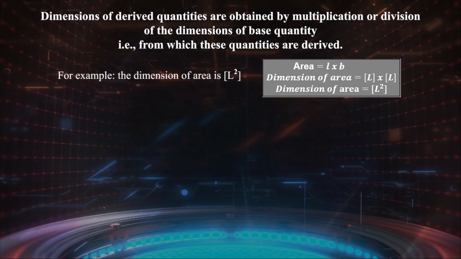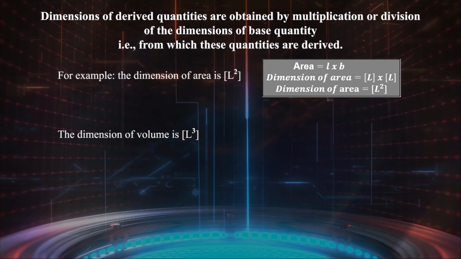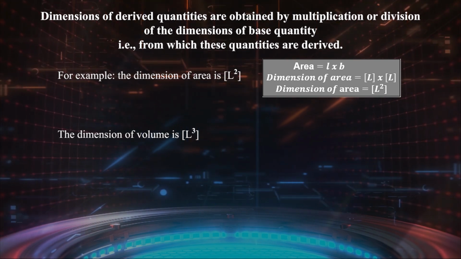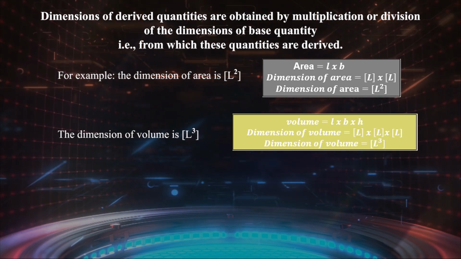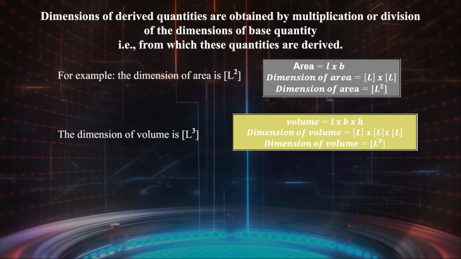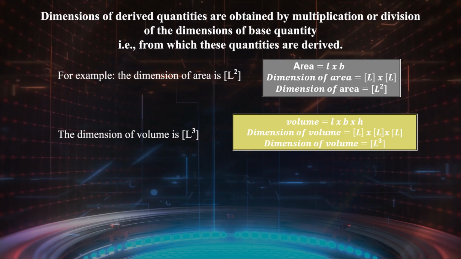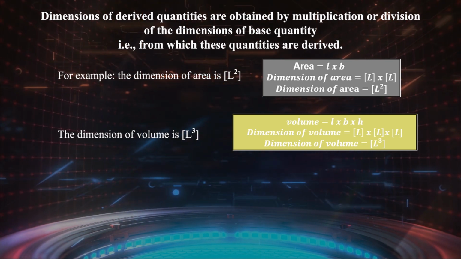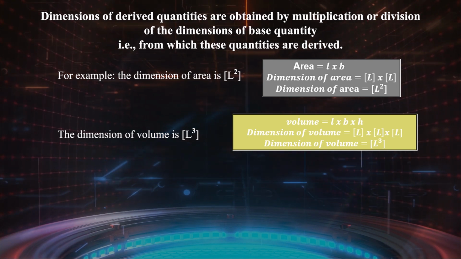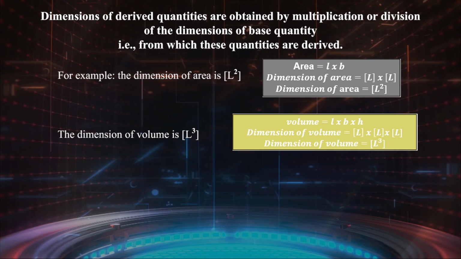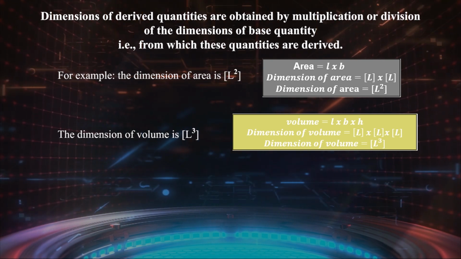Now see the other formula. The dimension of volume is L cube. Just recall the formula of volume in your mind: it is the multiplication of three terms, length into breadth into height. When you multiply length, breadth, and height, they all have the same nature, so they lie in the domain of length. So we can write L multiplied by L multiplied by L, which becomes L cube.